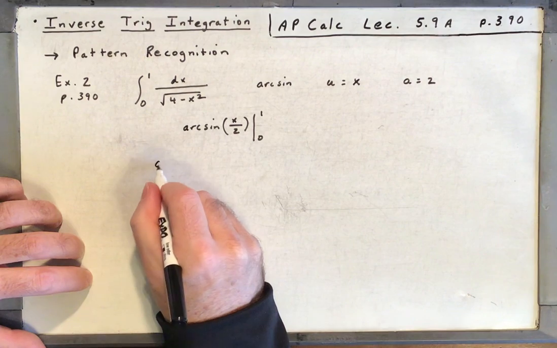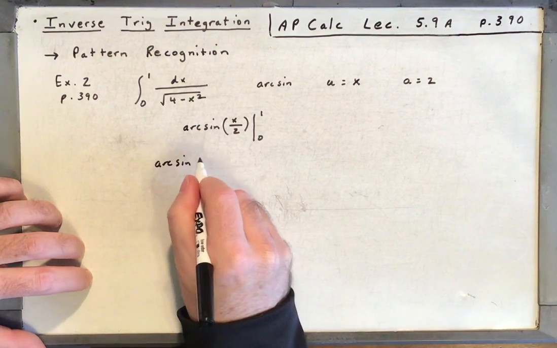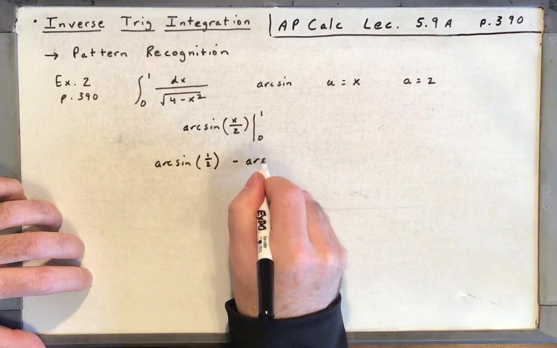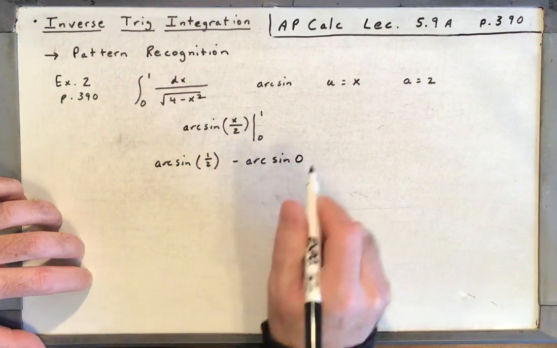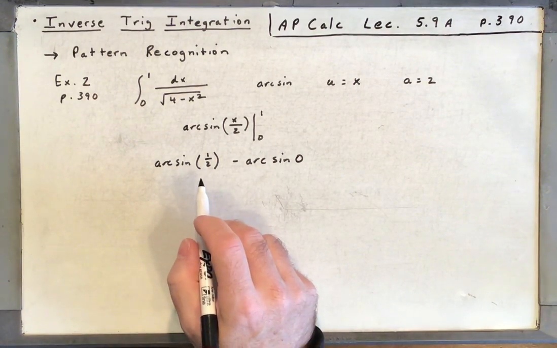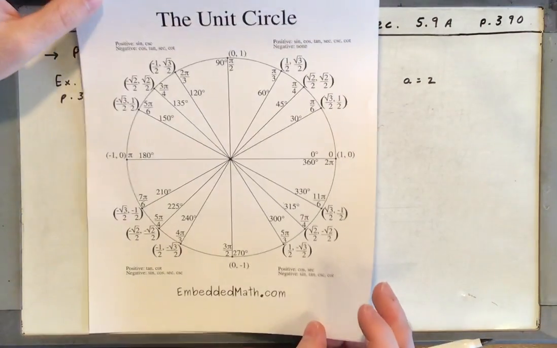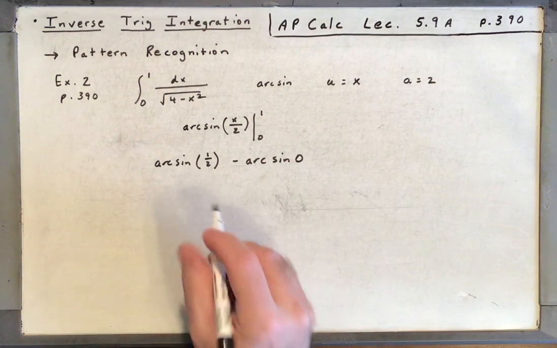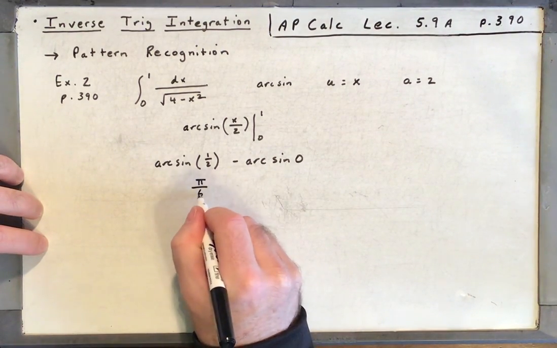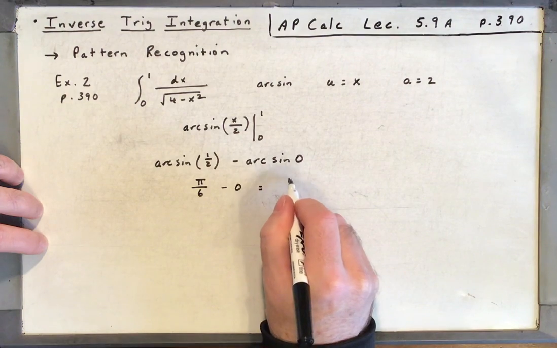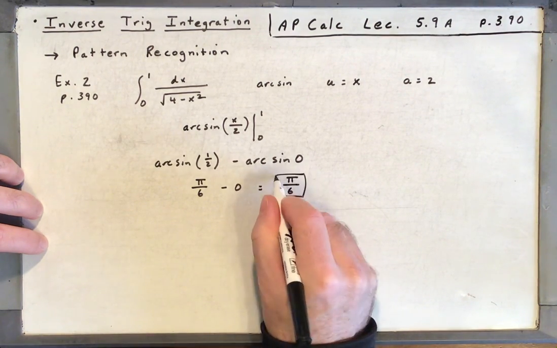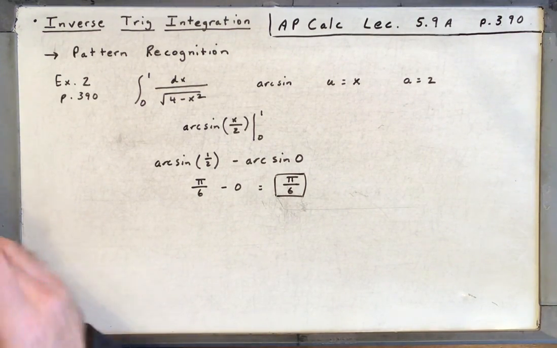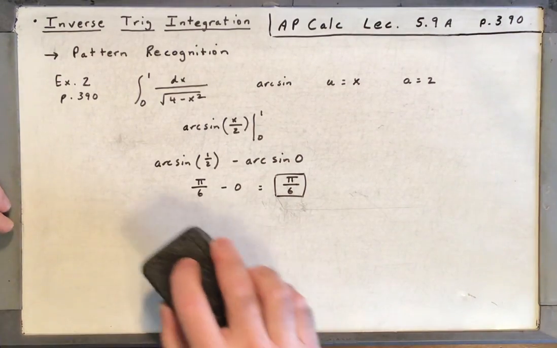So plugging in, we would have arc sine of 1/2 minus arc sine of 0. Well, the angle whose sine is 1/2, all right, remember sine comes second on the unit circle, that's pi over 6. And the angle whose sine is 0 is 0, so the answer is pi over 6. All right, so one down and several more to go.